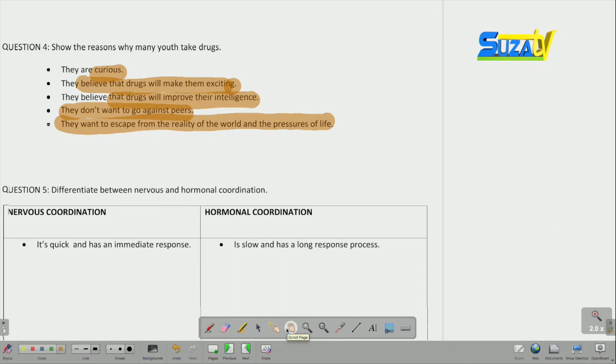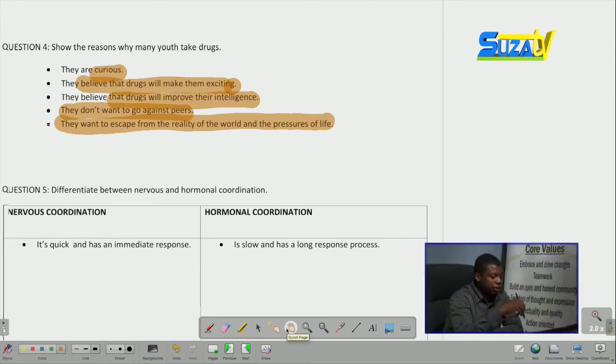Moving on to the fifth question, we are required to differentiate between nervous and hormonal coordination. In the body, there are two types of coordination: nervous coordination and hormonal coordination. Both of them are very important and function very well inside the body, but they are two different types of coordination. So what are the differences?